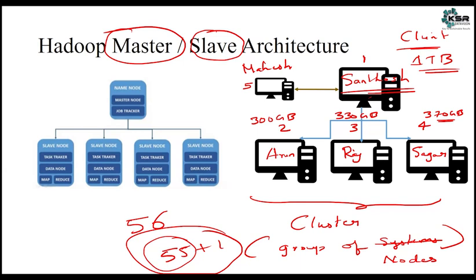So the 1 terabyte of data which I'm receiving from the client, Santosh is going to divide among different people. One portion will be given to Arun, one portion will be given to Raj, one portion will be given to Sagar. Now all 3 people, Sagar, Raj, and Arun, will work in parallel. They will come to the office at 8 o'clock. They will start all the work in parallel.